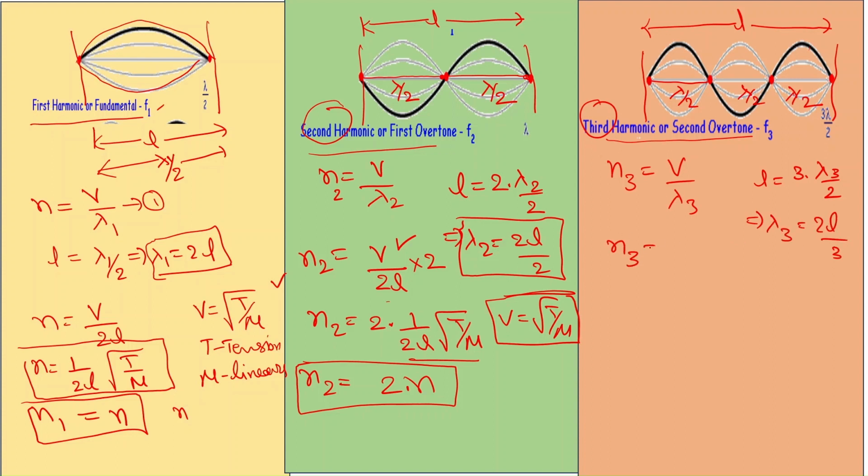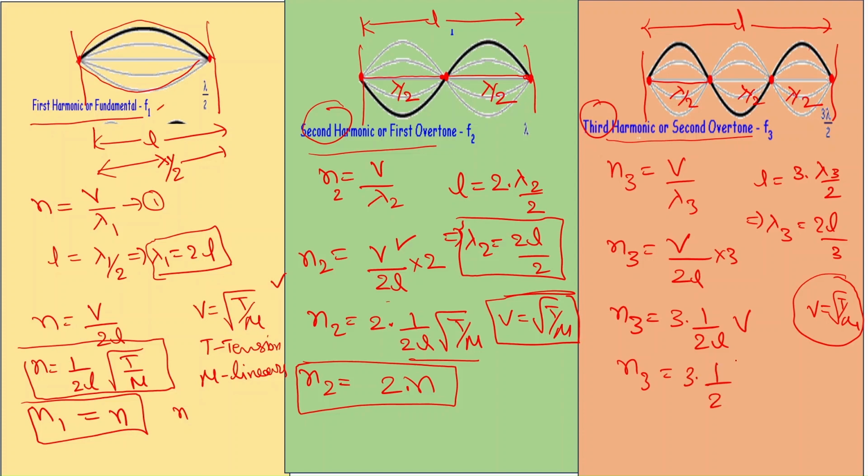Now n3 is equal to V by lambda 3, meaning 2L by 3, that will become 3 by 2L. Now n3 is equal to 3 into 1 by 2L into V, but we know that V is equal to root of T by mu. This is the linear density and tension relation with velocity. Therefore n3 is equal to 3 into 1 by 2L into square root of T by mu. Therefore n3 is equal to 3 into this total term 1 by 2L square root of T by mu, which becomes n. Therefore this is the answer.